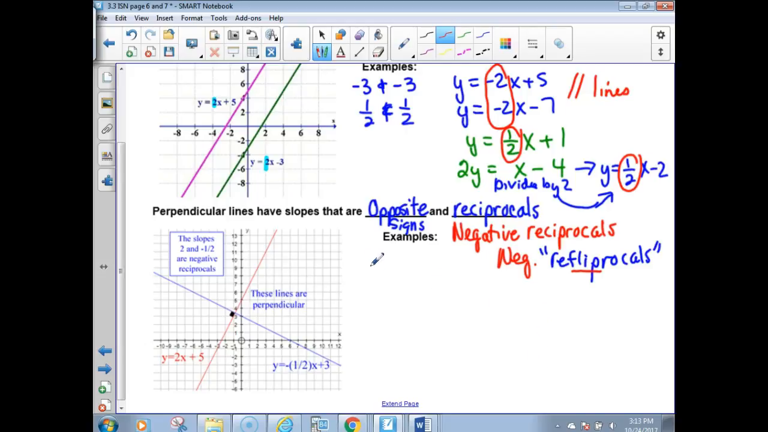So examples of that, if you had 1/2, and now another slope would need to be, okay, again, this is about slopes, just like these were slopes.